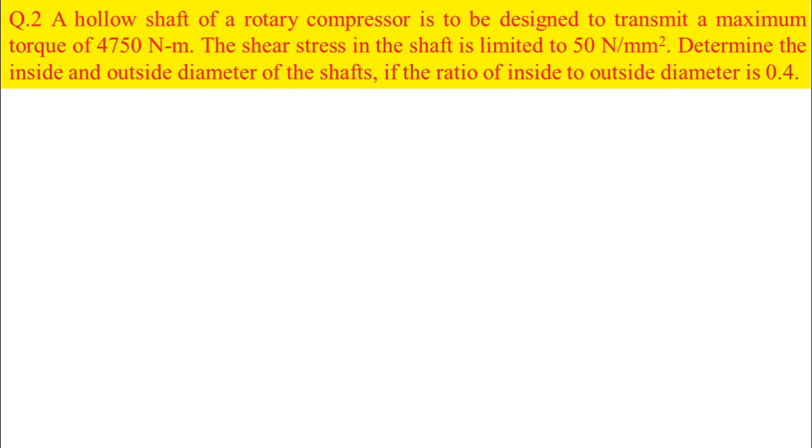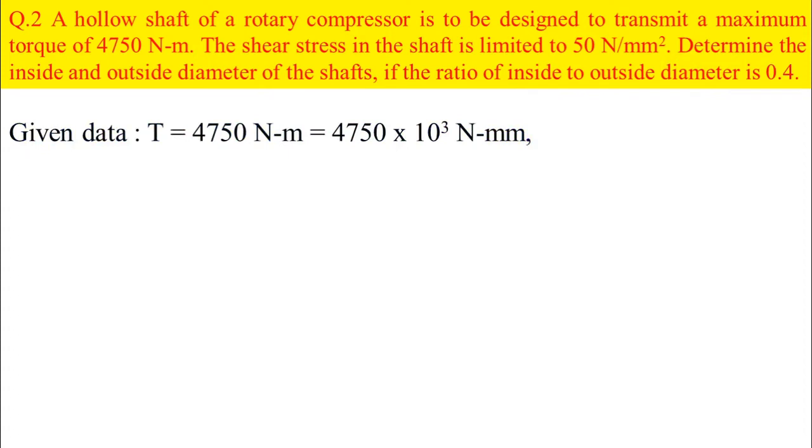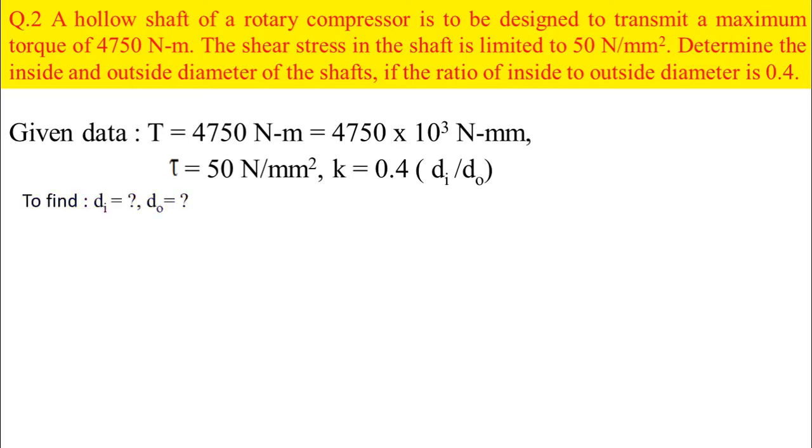Now we will write down given data. Capital T is given, torque 4750 Newton meter. We have to convert it into Newton mm, 4750 into 10 raised to 3. Tau is given 50 Newton per mm square, and diameter ratio is given, di by d0 is equal to 0.4, which is also denoted by small k. We have to find out inside diameter and outside diameter, means di and d0.